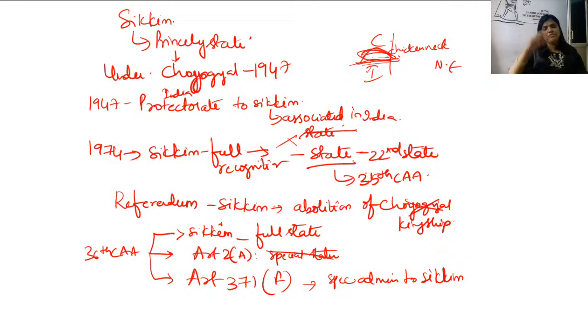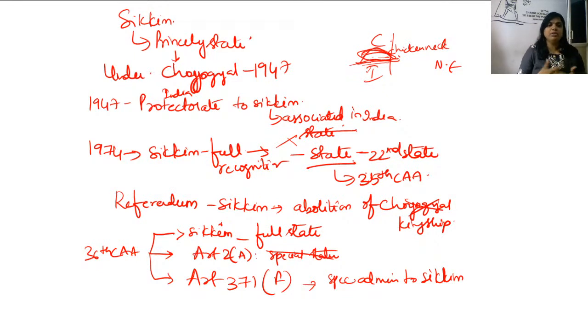That is the reason, very strategically and with a great vision, in 1947 itself the King Chogyal, I should not say surrendered, went for the support of India, and made Sikkim an associate state of India. And we also reciprocated the same way. We took care of Sikkim as an associate state till 1974, and then later we gave it full statehood, and we integrated Sikkim into India. This is what you have to understand.